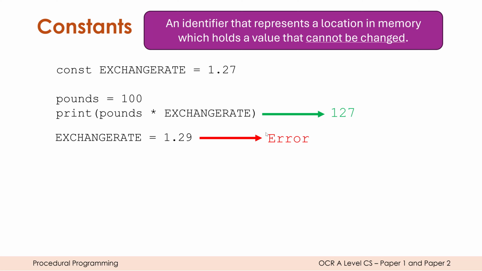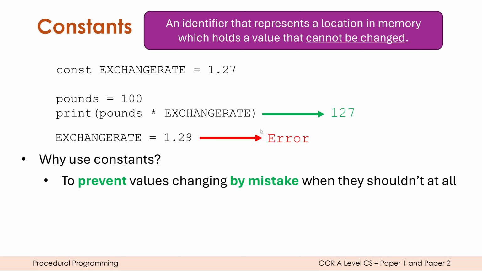The key thing is that once it runs, it is then locked in for that single runtime. Which begs the question why you might decide to use a constant in your program. Well, we use it to try and prevent values changing by mistake when they shouldn't change at all. Some values have got no reason to change. Therefore, why would you open up the possibility that someone could change it by mistake? And that could well happen in a big development team with lots of different programmers working on the same program.